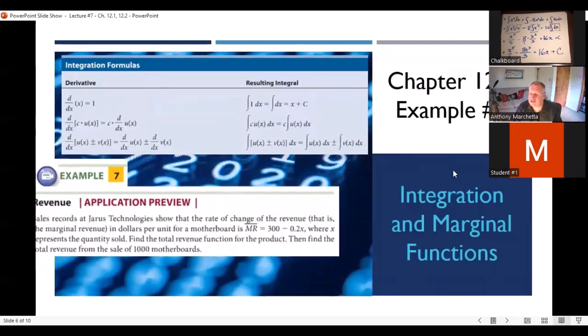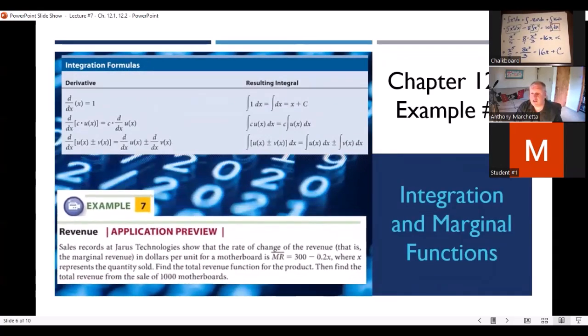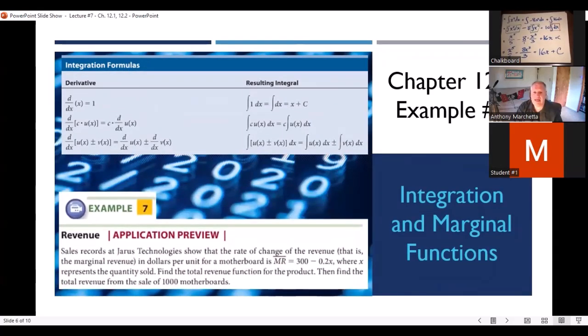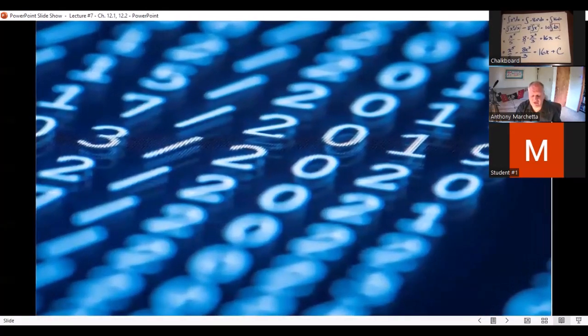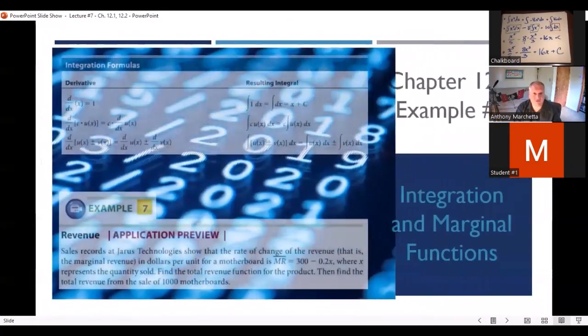So let's do an application. Remember the expression marginal. What does marginal mean? Well, in the same way that the margin is the slope, remember the slope and the derivative are related. So if you know a function like the revenue function or the cost function or the profit function, and you want the marginal profit function, then you take the derivative of it. Likewise, if you have the marginal function and you want the original function, you take the integral of it.